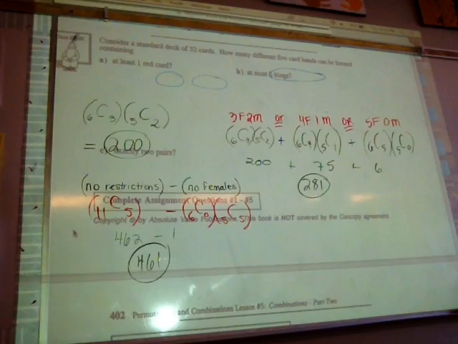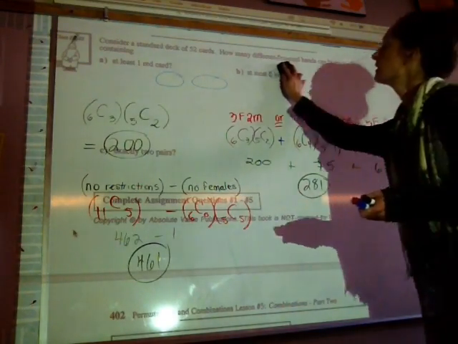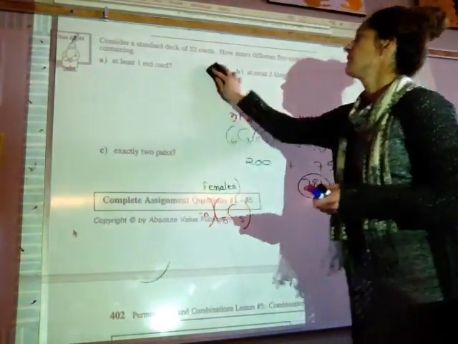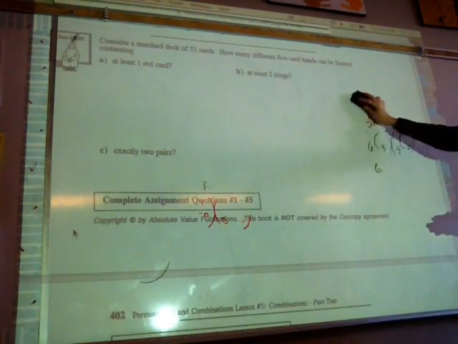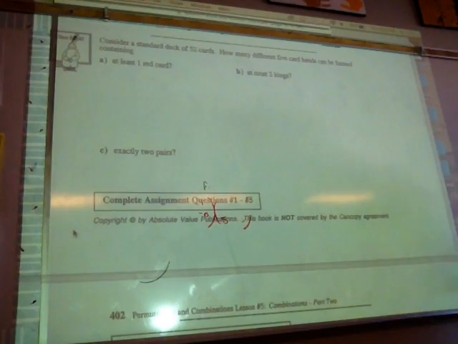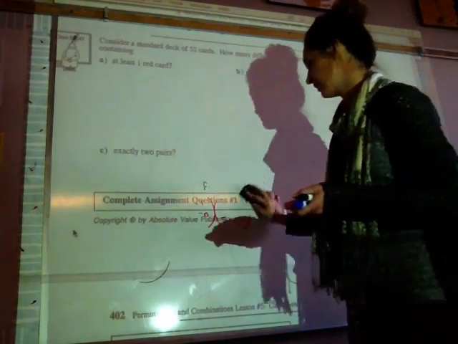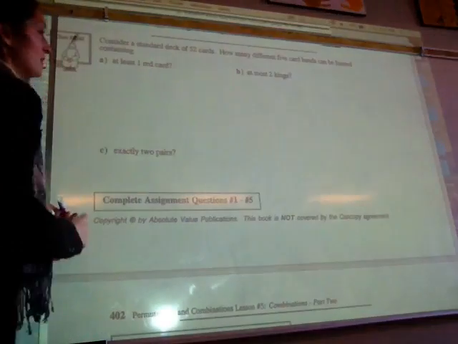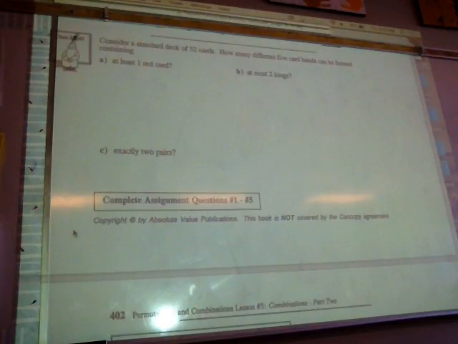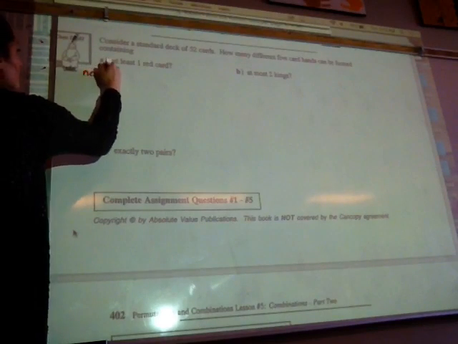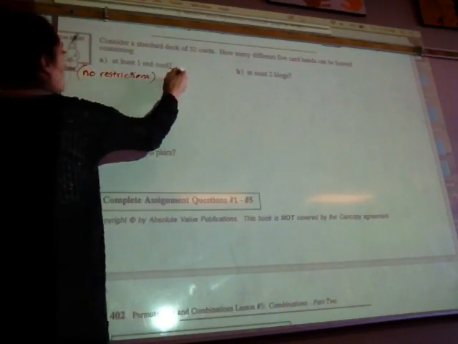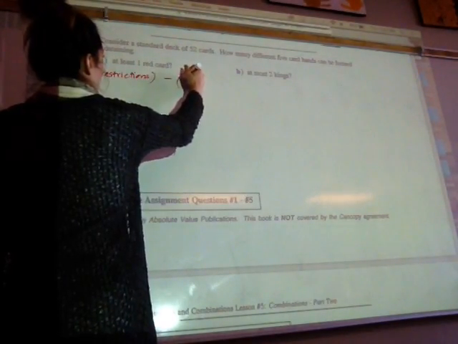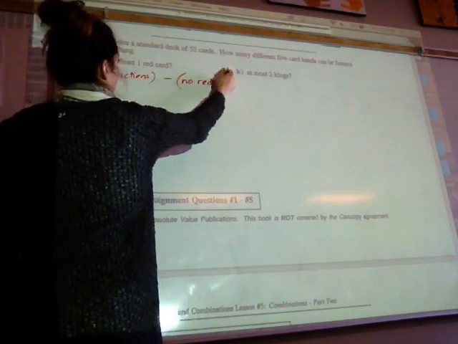Alright, back to our cards. So we still have a standard deck of cards, 52 cards in the deck. How many different 5-card hands can be formed containing at least one red card? Do you guys want to do the or scenario or just no restrictions minus the non-case? A little bit shorter, eh? So no restrictions, minus no red, or all black.